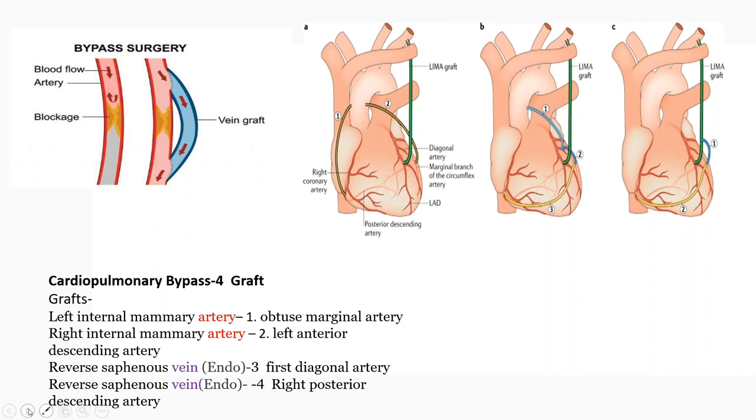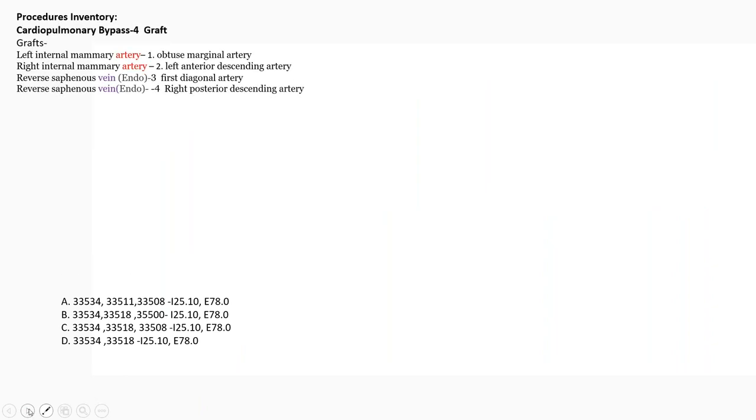And let's move on to the coding part. So procedure inventories, as I said, four grafts were used, two artery and two veins. The diagnosis inventory, we have coronary artery disease and hypercholesterolemia.